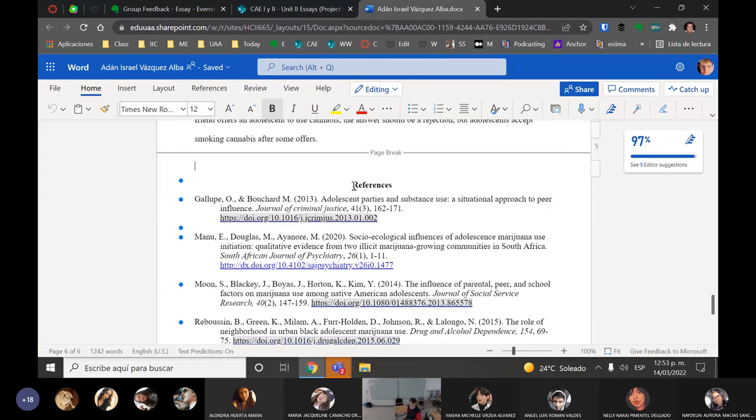Yeah. And usually what I do, guys, is I just put the cursor right before the letter R of References and then press Control Enter or insert page break. And then I know for sure that it appears at the top of the page.